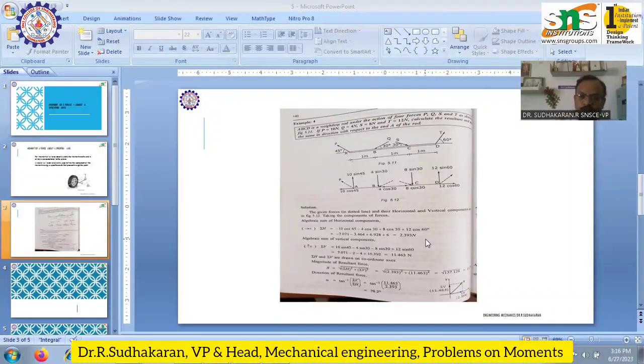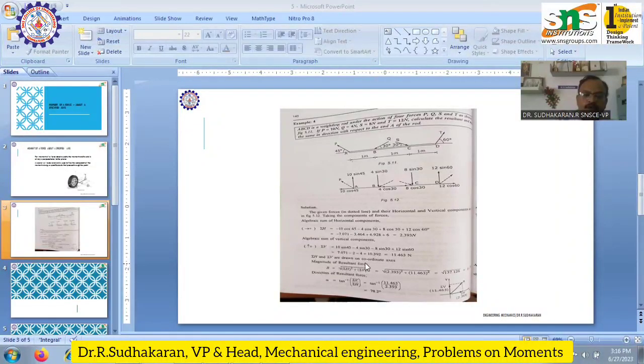Similarly, I am going to determine the sum of all the vertical components, which is 10 sin 45 acting upwards, minus 4 sin 30 since it is acting downwards, minus 8 sin 30 since again it's acting downwards, plus 12 sin 60 since it is acting upwards. So now the sum of all the vertical components is found to be 11.463 Newton.